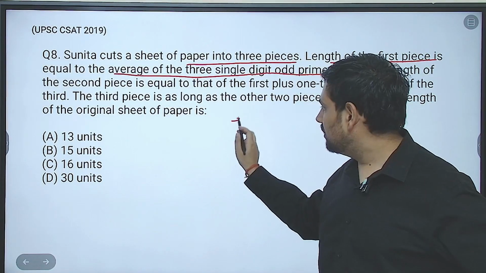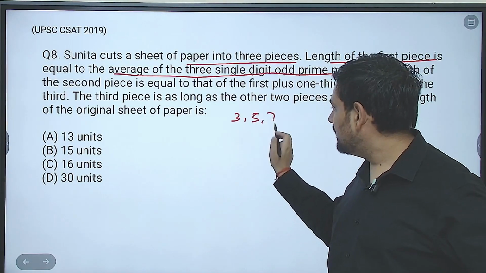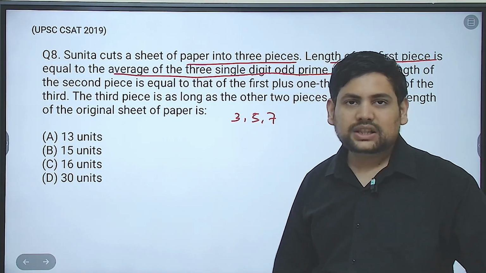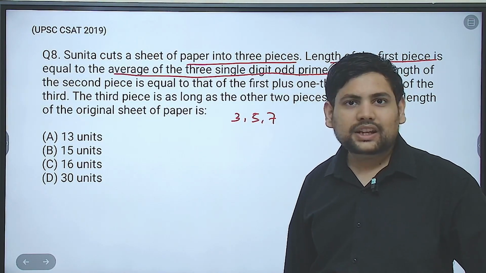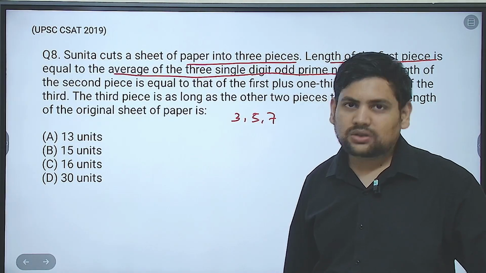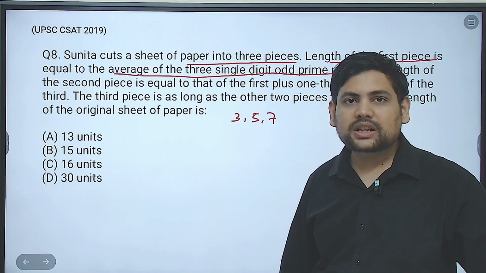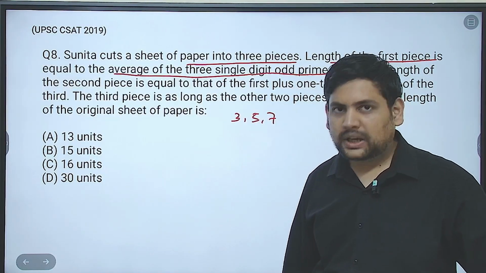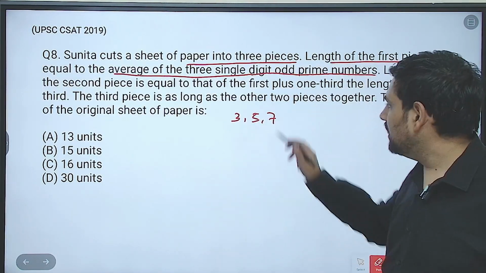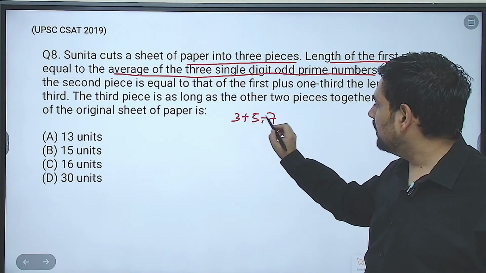Odd prime numbers: 3, 5, 7. These are the 3 single digit odd prime numbers. Is there any else? No. One is not a prime number, though may be considered odd. Similarly, 9 is not a prime number, correct? So these 3 remain. Now I have to take first average of them.